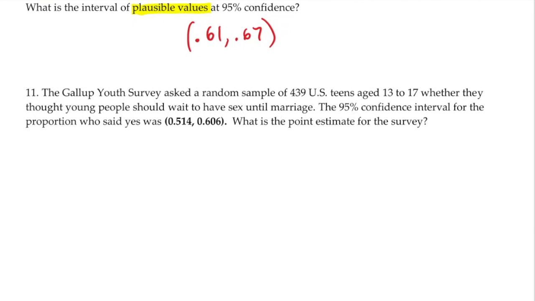Number 11. The Gallup Youth Survey asked a random sample of 439 U.S. teens aged 13 to 17 whether they thought young people should wait to have sex until marriage.